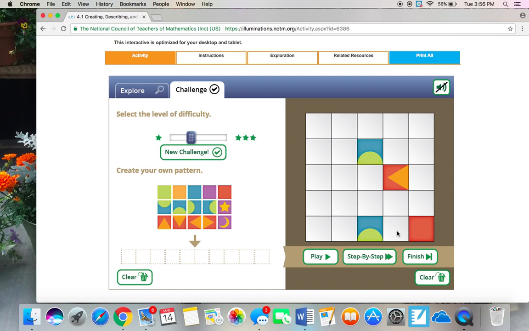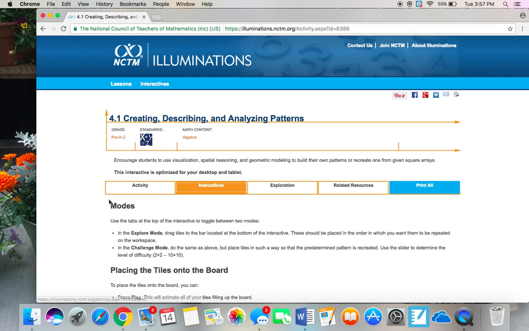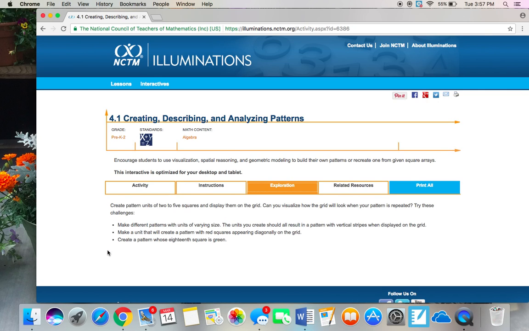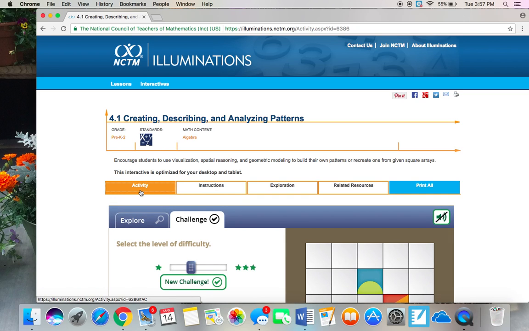Now again, on this Illuminations page, we have an explanation at the top. We have the instructions for you to explain to your students or have your students read on their own. We have the questions. I gave examples of those. With this activity, there aren't related resources, though I'm sure you can find many supplemental resources to go with a lesson like this, okay? And that is creating, describing, and analyzing patterns.